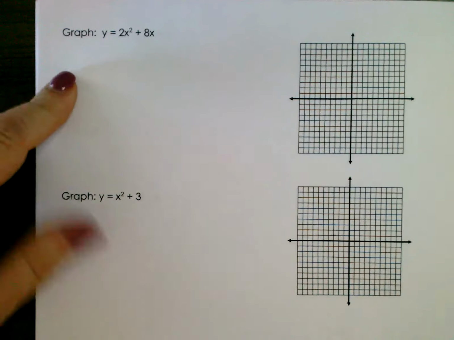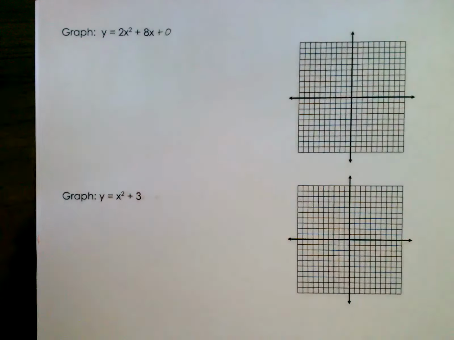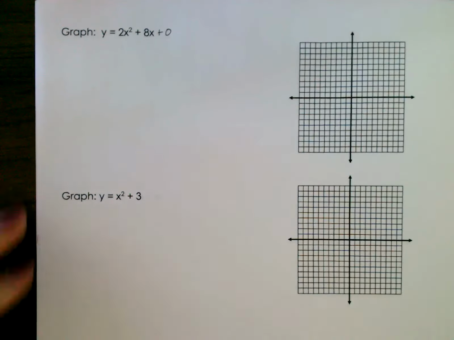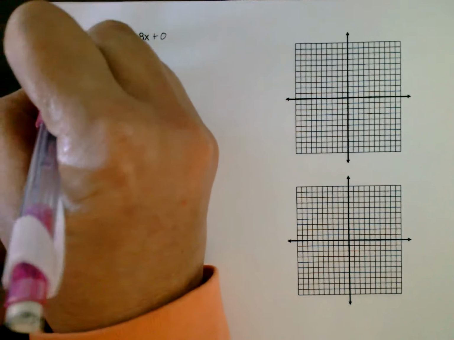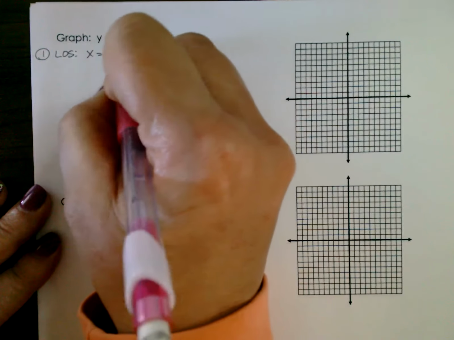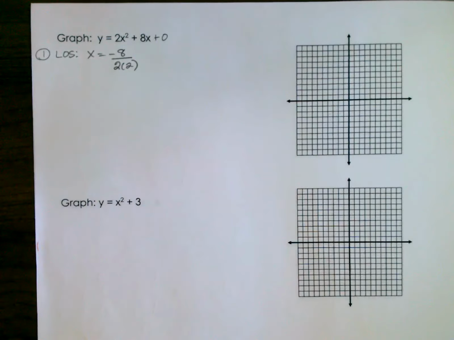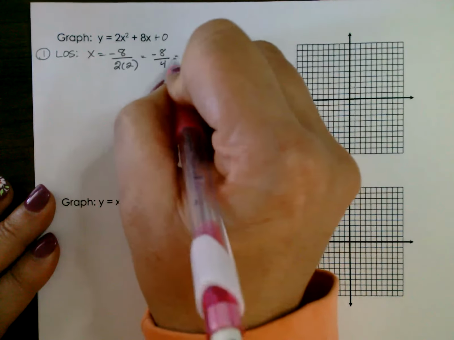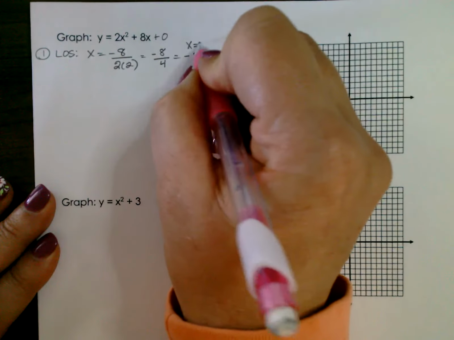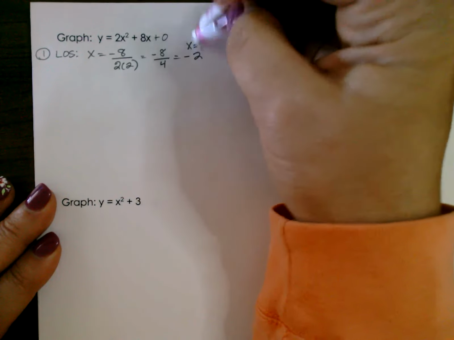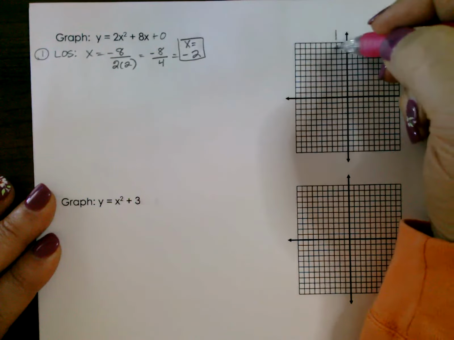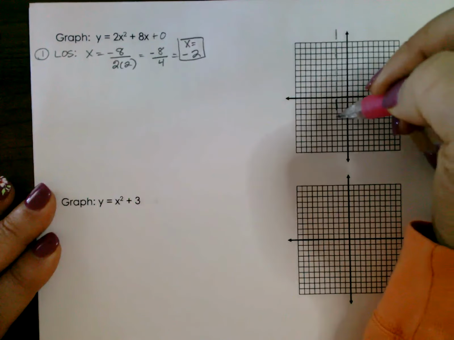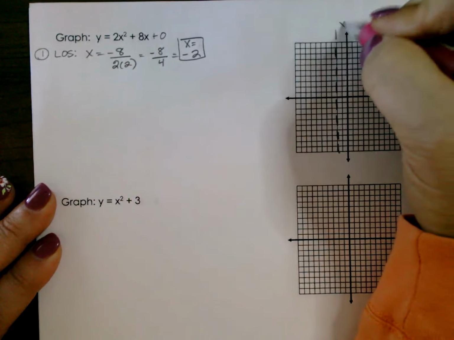This one is just a binomial. We could add +0, so we have an A, a B, and a C. But we'll start the same. We have a line of symmetry: x equals the opposite of B, divided by 2A. This time A is 2. So we have -8 divided by 4 to get -2. So my line of symmetry is at x equals -2. So draw that in. x equals -2.